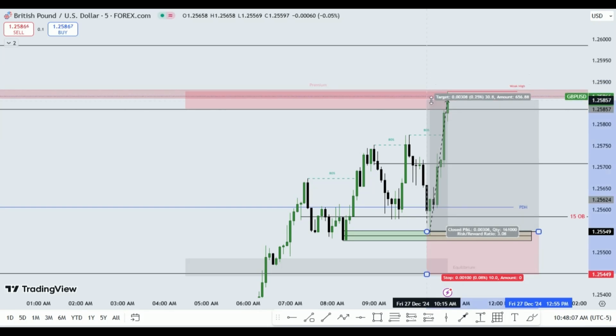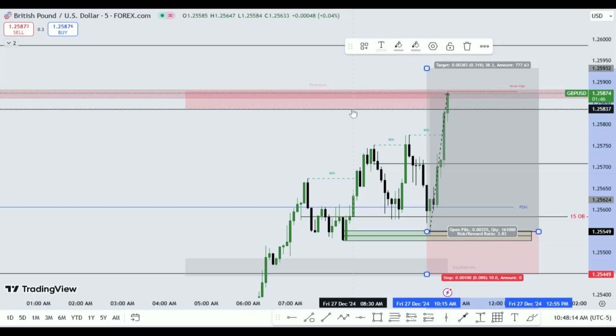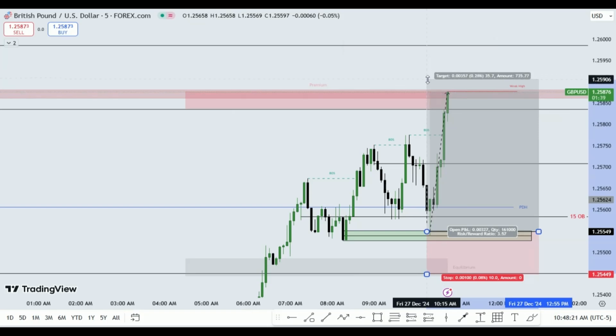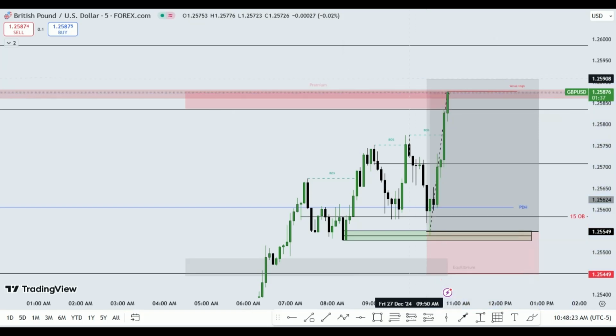Yeah, you have to take partial whenever you are trading. You have to take partial whenever the market reaches a specific level, like a high, like internal buy side, sell side. Just take partial and wait for the specific target to avoid loss.